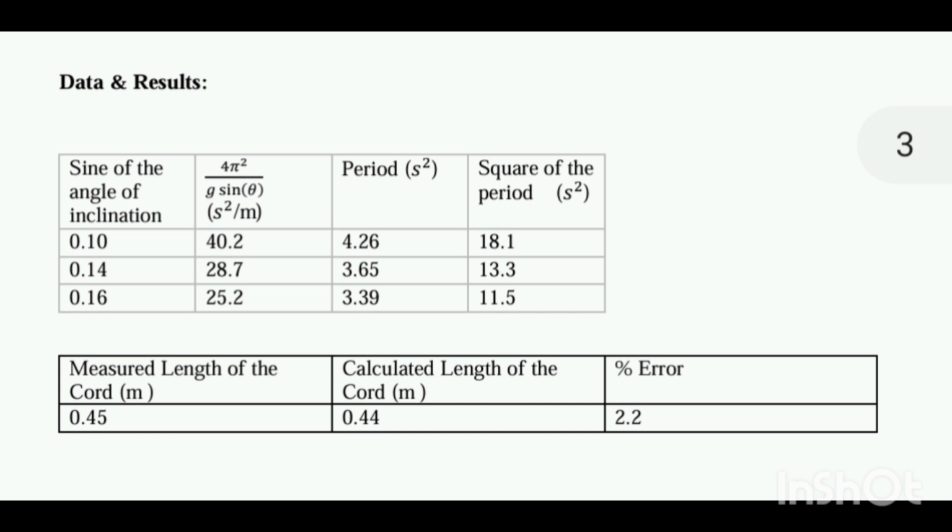The error percentage was low because I had the experiment on the air table, which provides a frictionless surface. If the start and end of a period can be measured more precisely, the error rate of the experiment would reduce. Based on the data, we can observe the inverse proportional relationship between the sine of the angle and the period. The experiment also shows that the length of the cord depends on the sine of the angle of inclination and the square of the period.